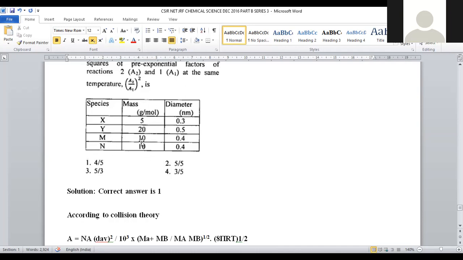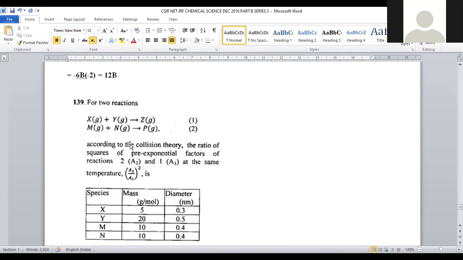Their masses 5, 20, 10, 10 are provided. Their diameters will be 0.3, 0.5, 0.4, 0.4 in nanometers, right? So this is the data given within the problem.